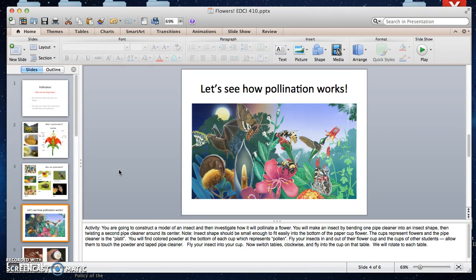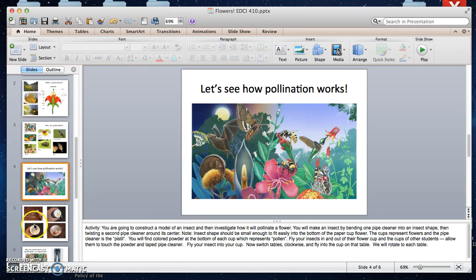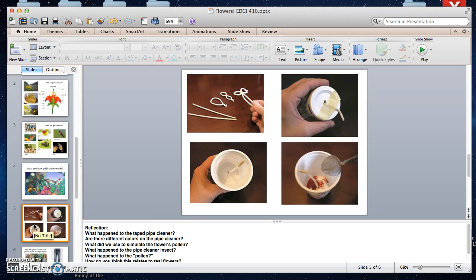The students will then have the opportunity for a few minutes to fly their insects in and out of their flower cup and the cups of other students, and allow them to touch the powder and taped pipe cleaner. And they will switch tables clockwise, fly in and out of the cup. And I'll also show them pictures of how to do that while I'm explaining it, and while they're making it I can walk around and help those who need some extra help.